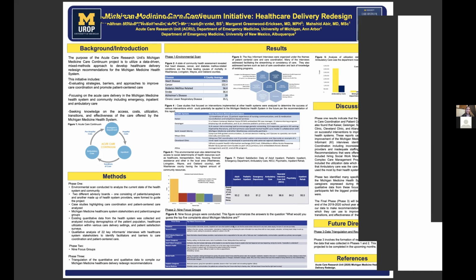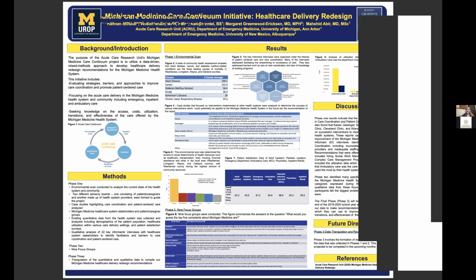And then figure 7 is the last one from phase 1, and it again included our patient satisfaction data. For phase 2, again, the 9 focus groups here are summarized. The specific question that was asked is, what would you guess are the top 5 complaints about Michigan Medicine? And so we asked all of them that question and kind of went where they wanted with that conversation. And then phase 3, again, is forming the recommendations.